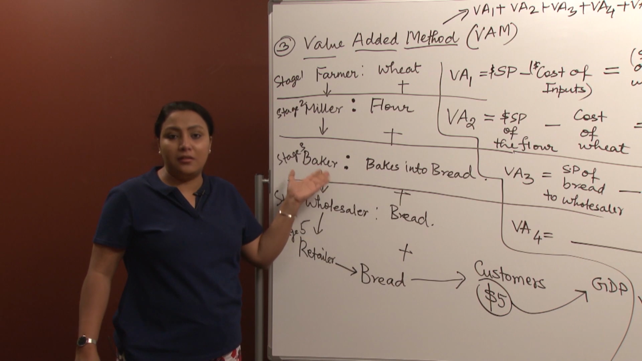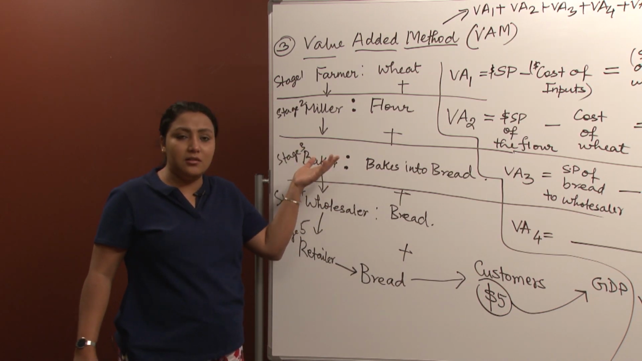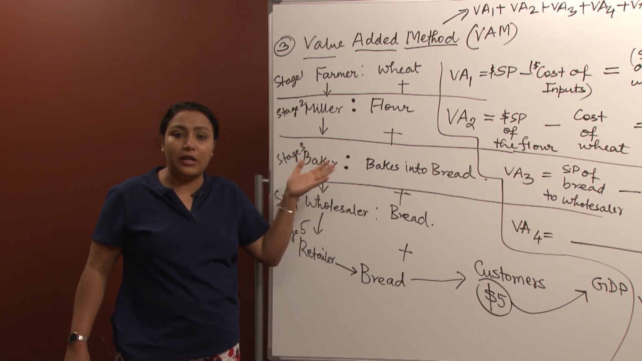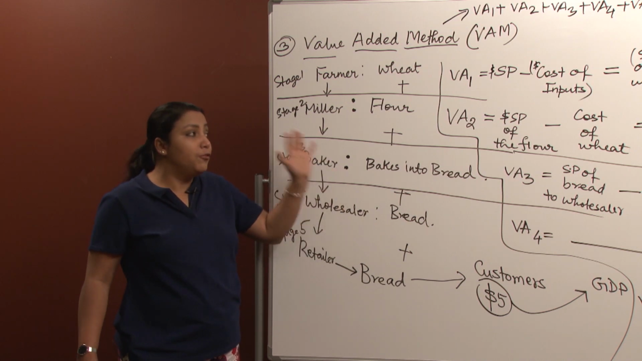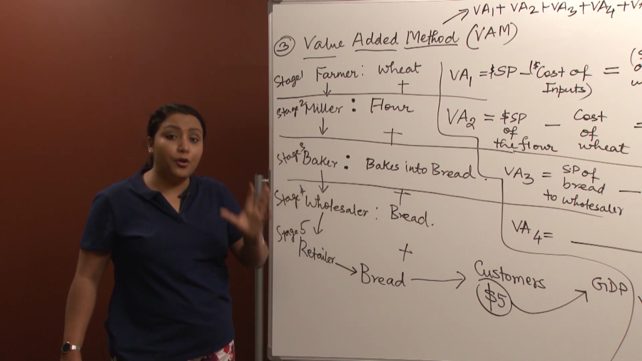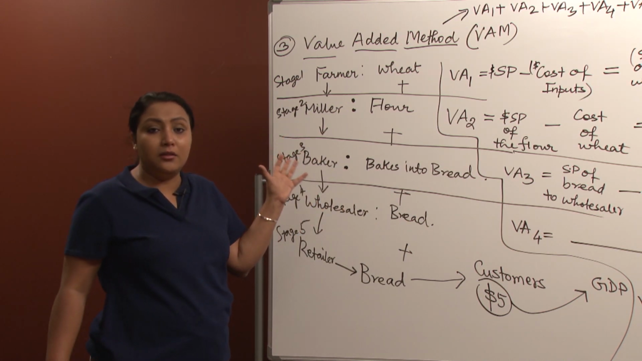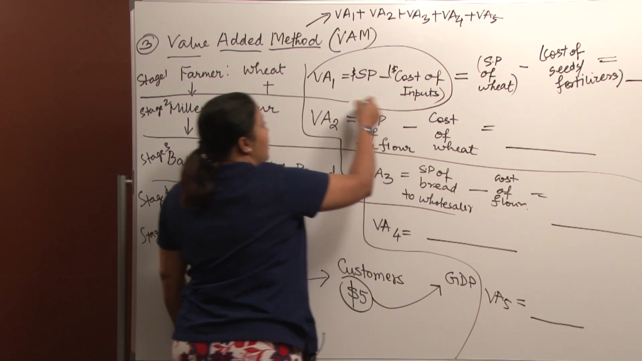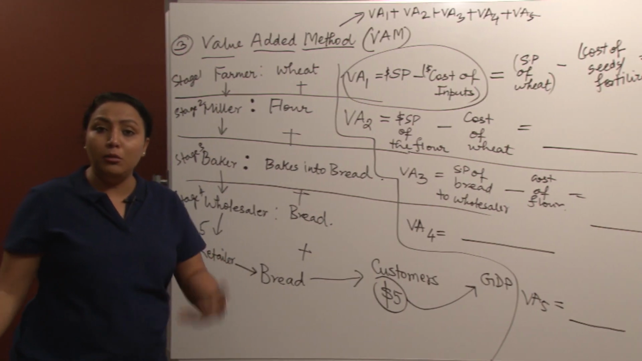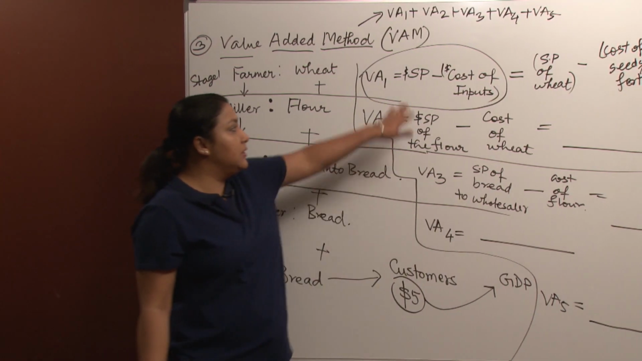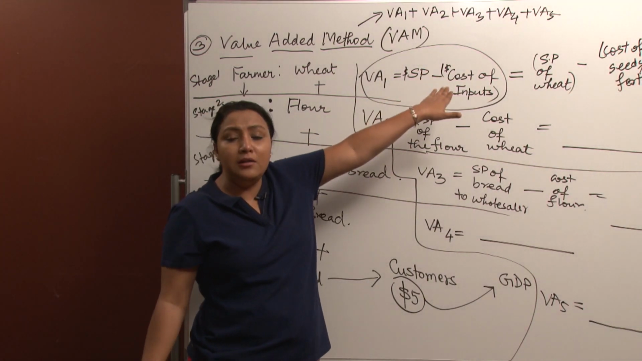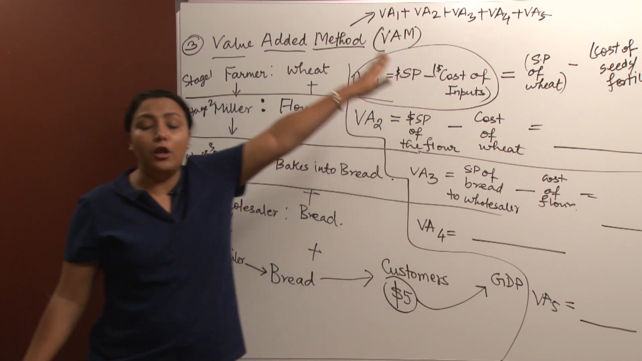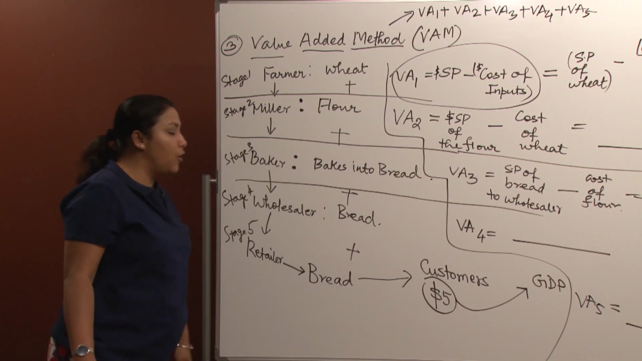The easier methods, the relatively easier methods, are the expenditure or the income method. However, for the purpose of this class, you should theoretically know what the value added method is, and you should know how to calculate the value added for a commodity. So, the formula for value added is basically the selling price of the good minus the total cost of all inputs.